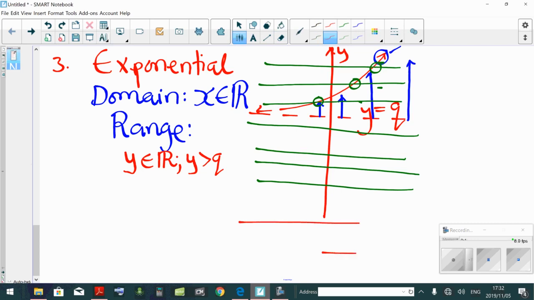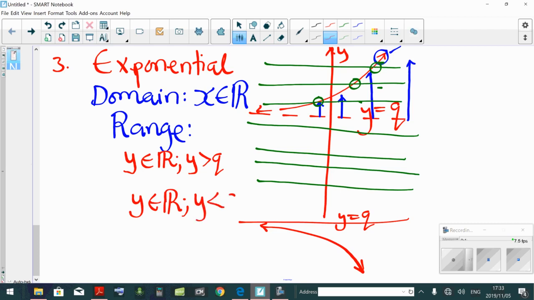However, sometimes the exponential is below the asymptote. Perhaps it can be like that. Now, if this is our asymptote, y is equal to q, it means our range would be y element of R, all real numbers, which are less than q.